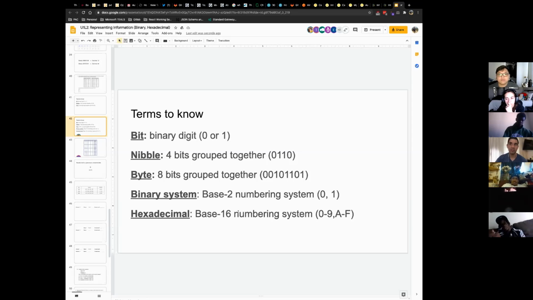Hint, hint is on the screen. Anyone want to provide the answer? Don't be shy. Peyton, you can't talk, can you unmute? Okay, base 2. Exactly. So it's base 2.